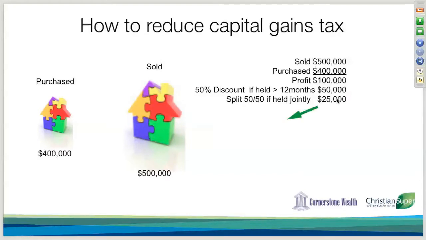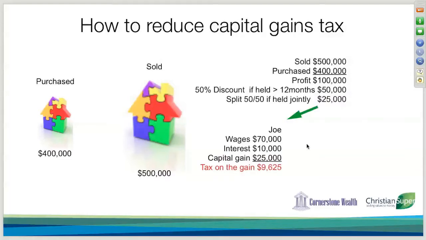We're going to use Joe and Mary again to show you two different ways in which you can save tax on these capital gains. Joe is a salary earner. He's employed, and he earns $70,000, and he also earns interest, it could be the rent from the property or other assets, of $10,000. He adds $25,000 to his taxable income, and ultimately ends up paying about $9,625 in tax on that capital gain.